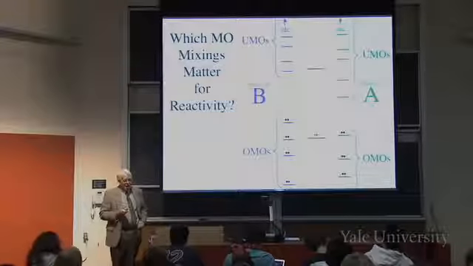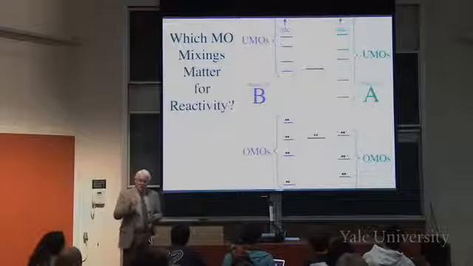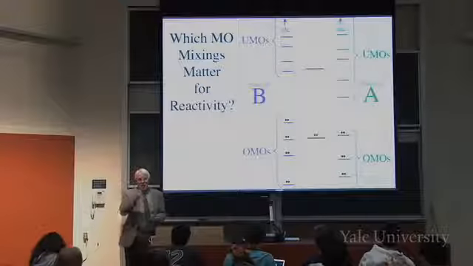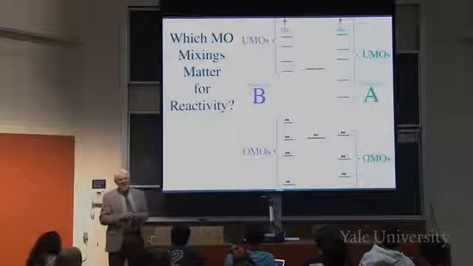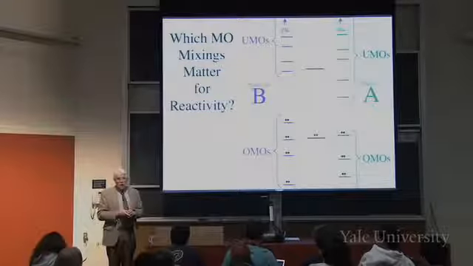Now, how about here? Now we're mixing a filled orbital with a vacant orbital. So 2 electrons go down. So you don't have this canceling. Is this going to be important, this one? Josh? No, bad energy match. The energy match is so bad that you don't get very much going down.